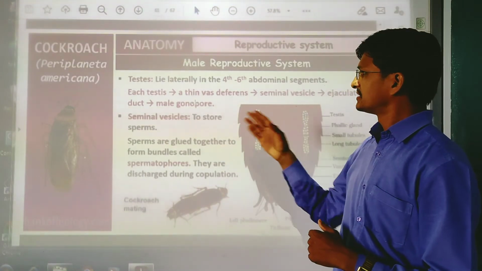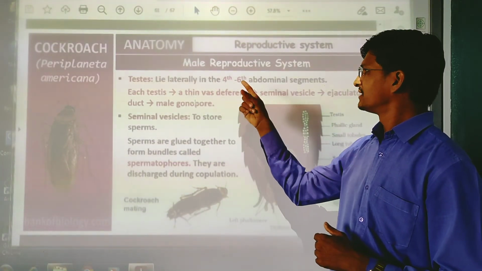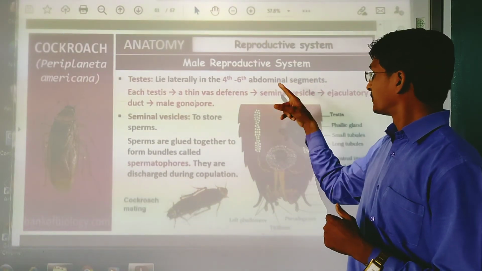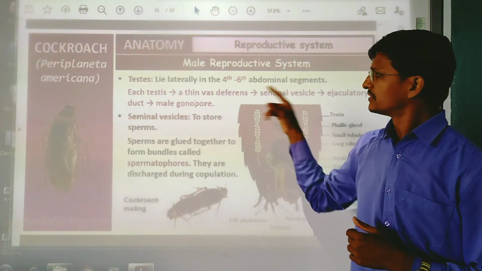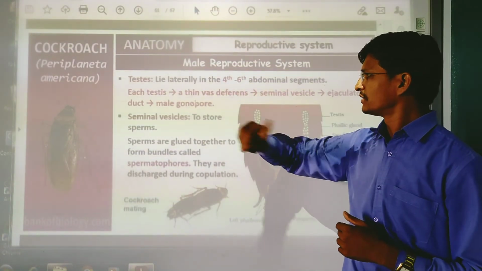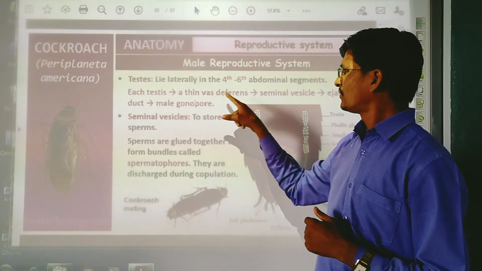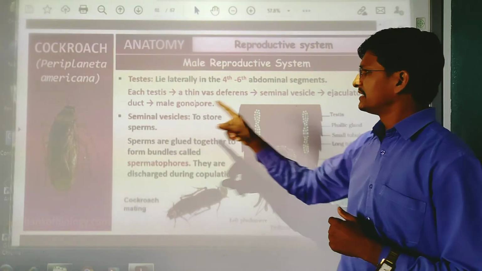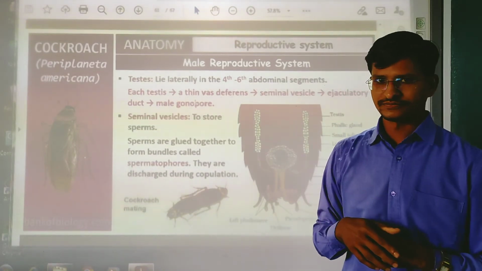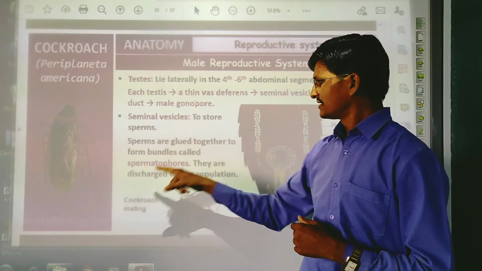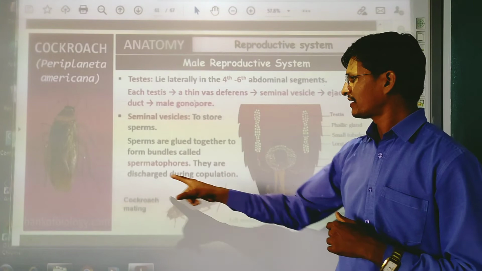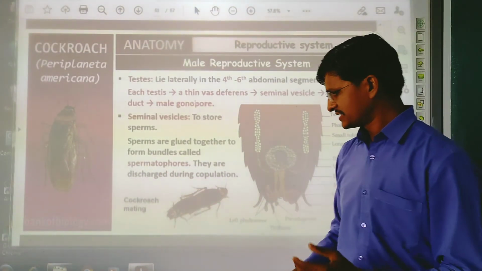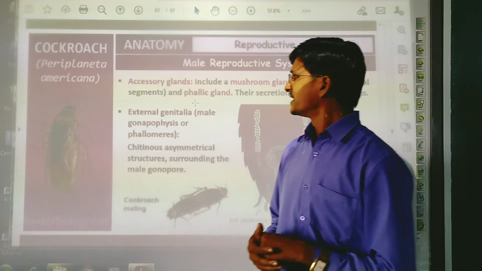In the male reproductive system, the testes lie laterally in the 4th to 6th segment of the abdomen. So it is 4 to 6. From each testis a thin vas deferens arises. Then seminal vesicle, ejaculatory duct, and male gonopore. And the spermatophores from the seminal vesicles are discharged during copulation. Copulation, male and female, so that we know.